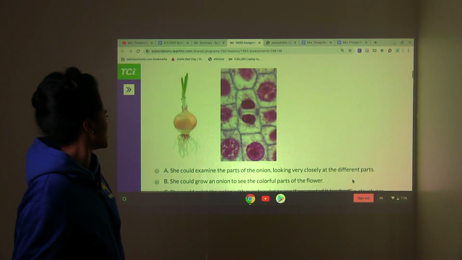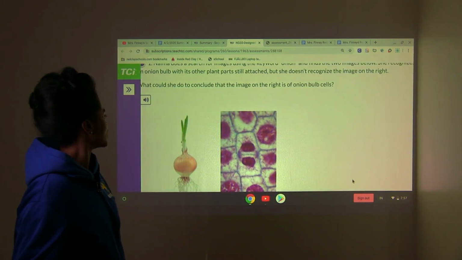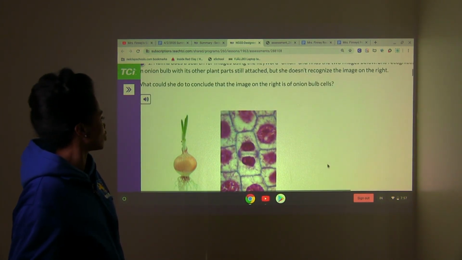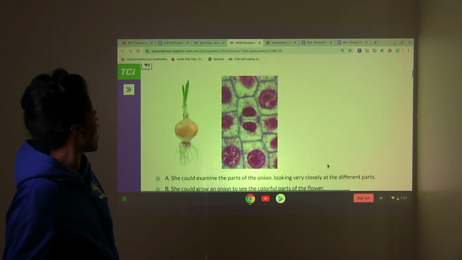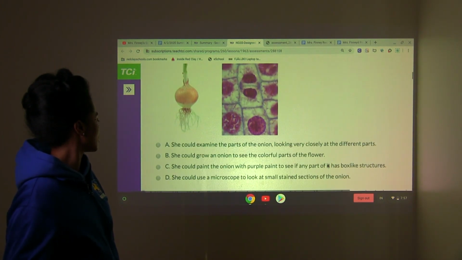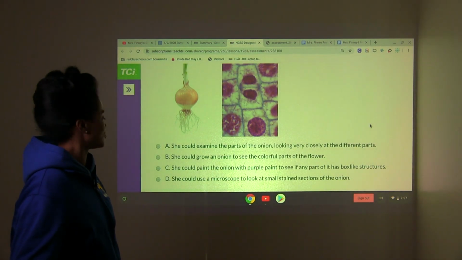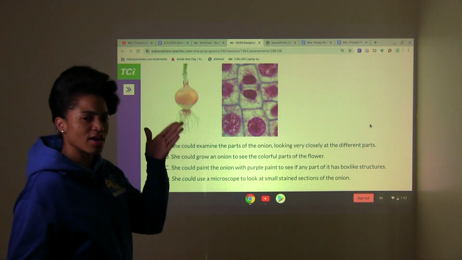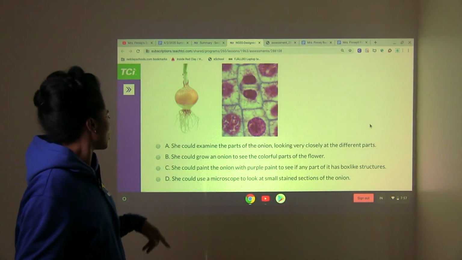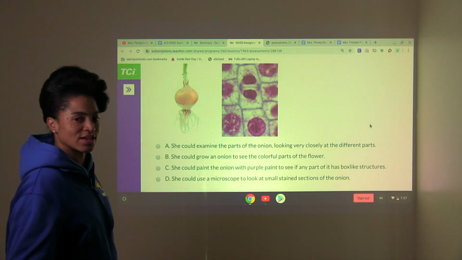Which one of these would answer what she could do to conclude that the image on the right is of onion bulb cells? Make your choice and I'll reveal your answer. If you like, you can take out a piece of paper and number your paper. Start with number 1. Put your letter choice down.